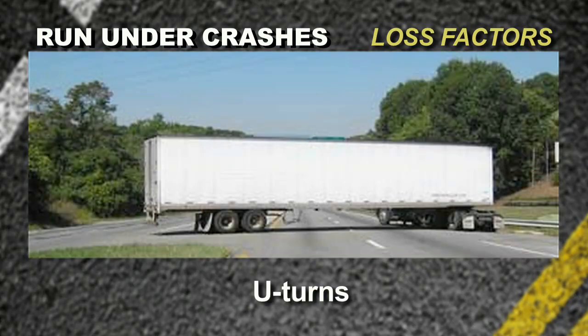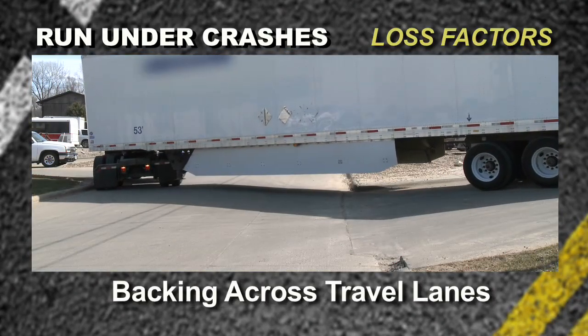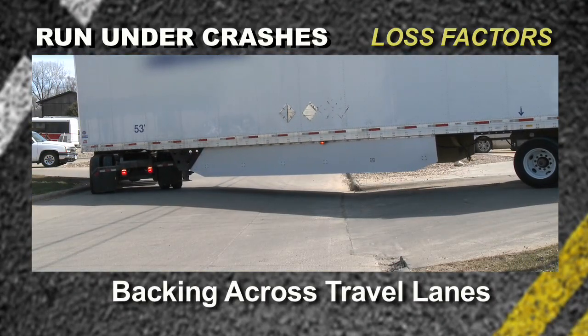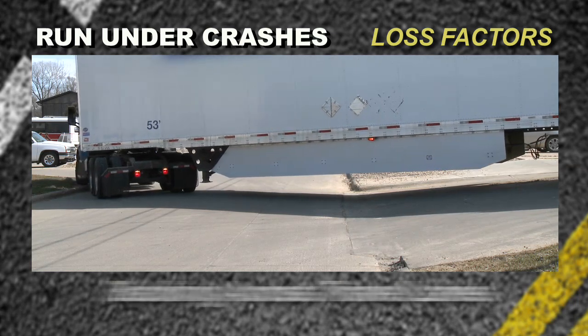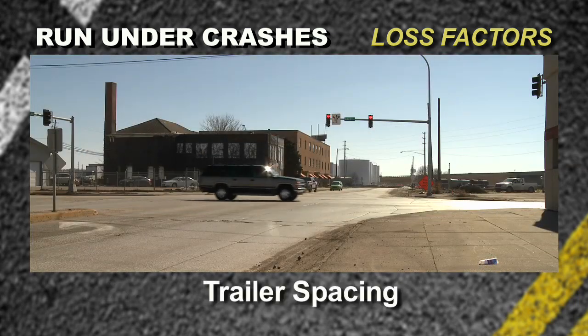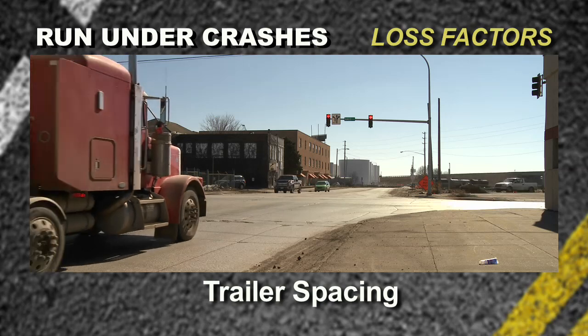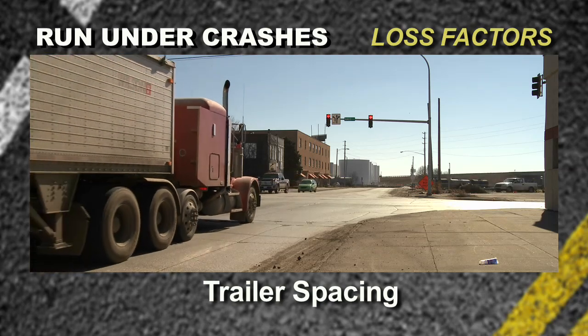Next are U-turns. U-turns expose the side of the truck to oncoming traffic, especially if the driver misjudges the distance needed to complete the U-turn and has to back up. Backing up across travel lanes, especially at night, is another loss factor that increases the risk of a run-under crash. We'll talk about this more in a minute. And finally, we will discuss trailer spacing when making a right-hand turn.